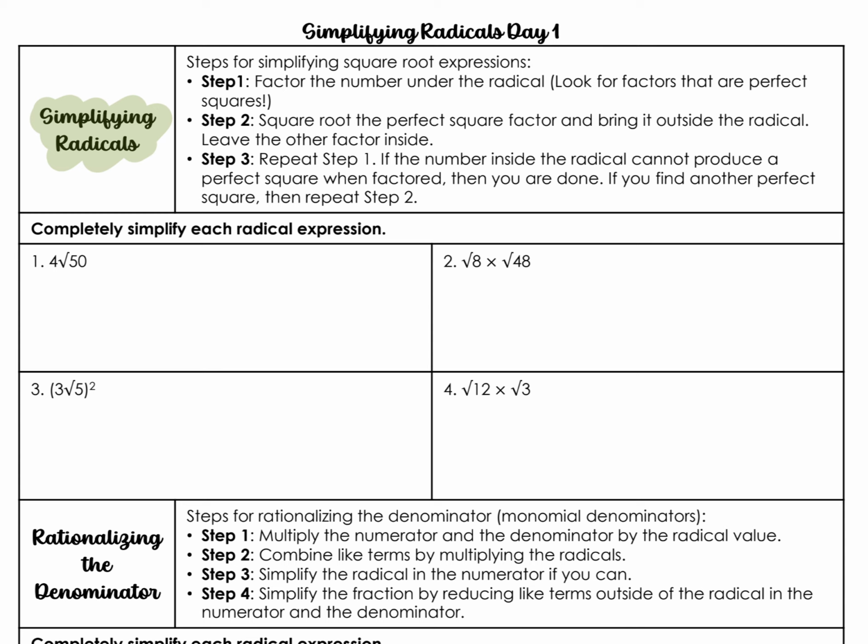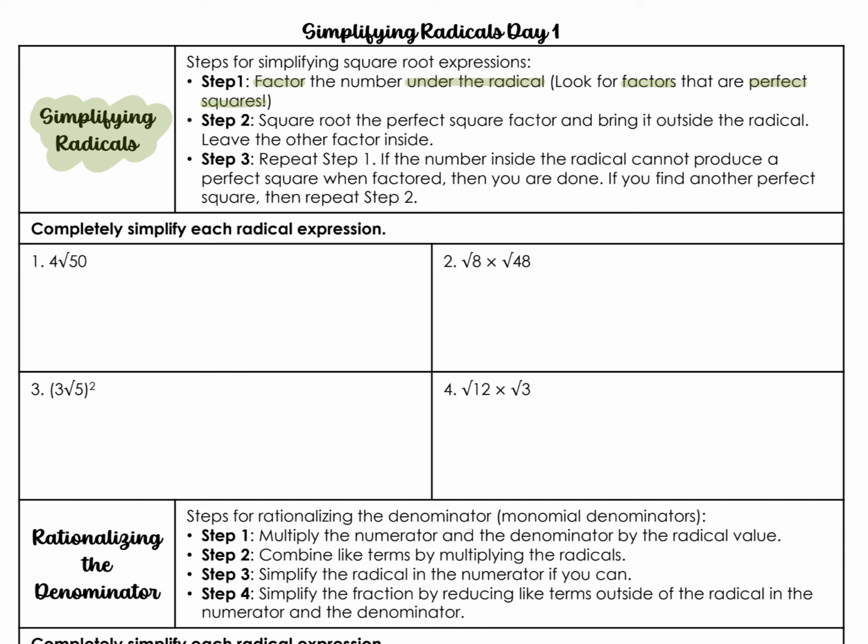So steps for simplifying your square root expressions. Step 1. You want to factor the number under the radical. Okay, to clarify, this is called your radicand. What might be helpful for some of you is if you look for your factors that are going to be perfect squares. I will tell you, I don't normally use that, but for some of you, you're more than welcome to if that works for you.